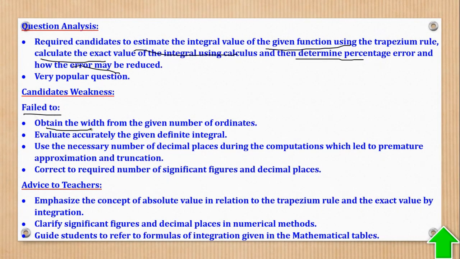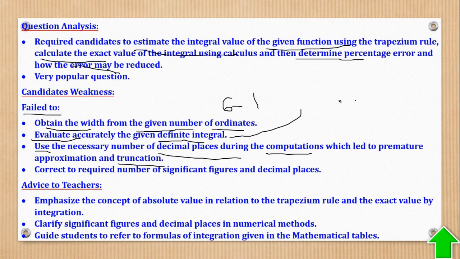Candidates failed to obtain the width from the given number of ordinates. They forgot to subtract 1 from the number of ordinates. Then also they failed to evaluate accurately the given definite integral. Using calculus was also a challenge. They failed to use the necessary number of decimal places during computation, which led to premature approximation and truncation. So when the question wants, in this case, 3 significant figures, you have to add 2 more to get 5 significant figures.